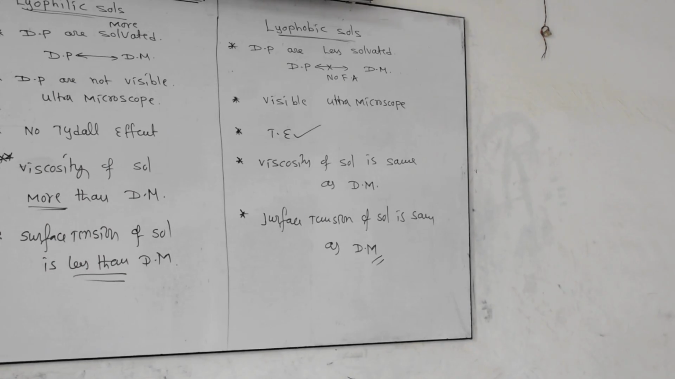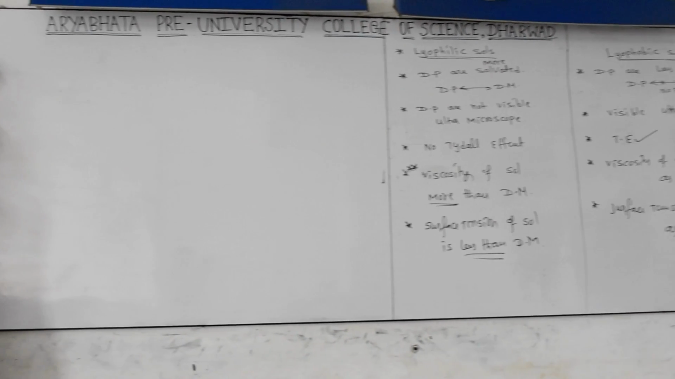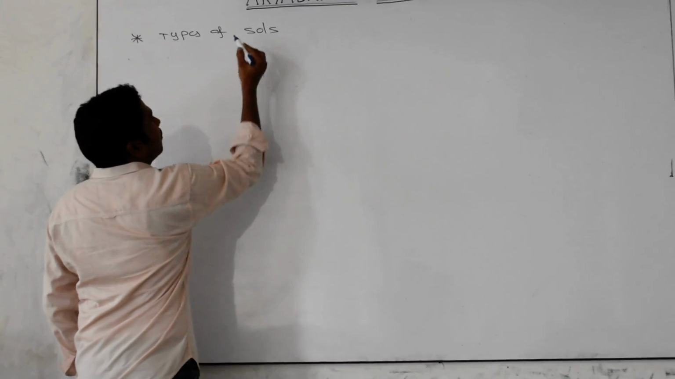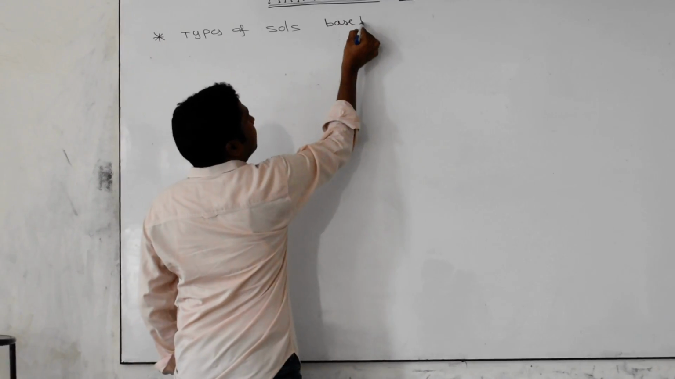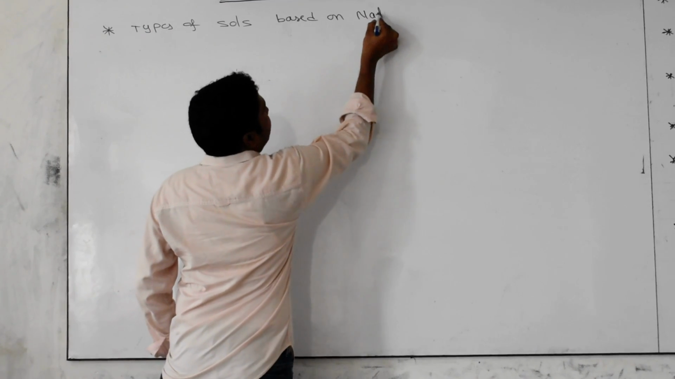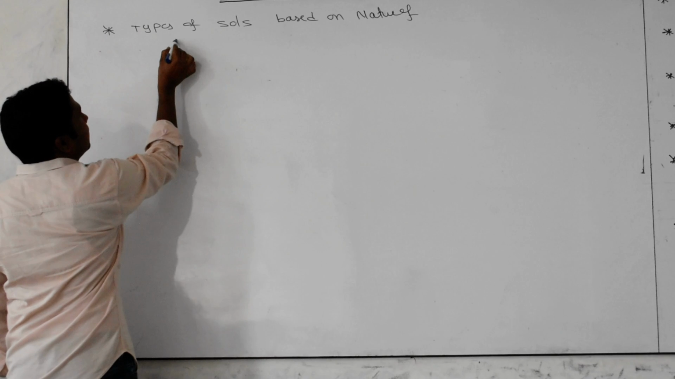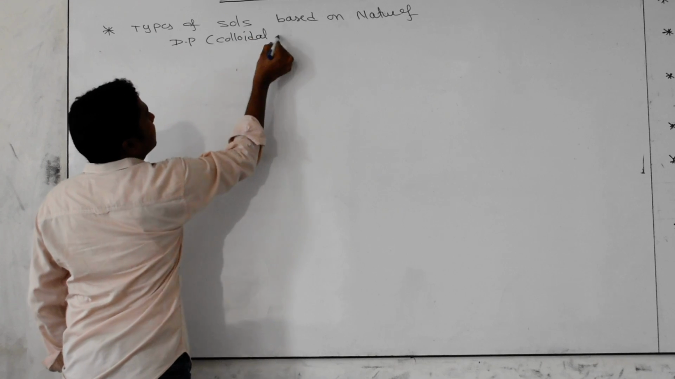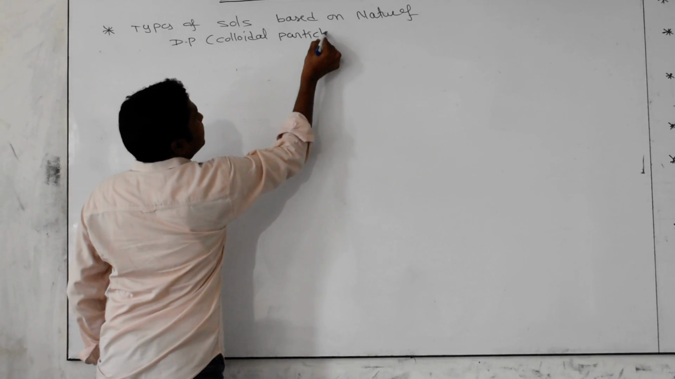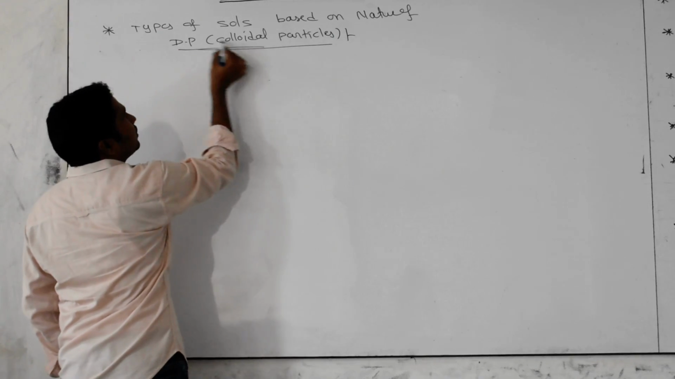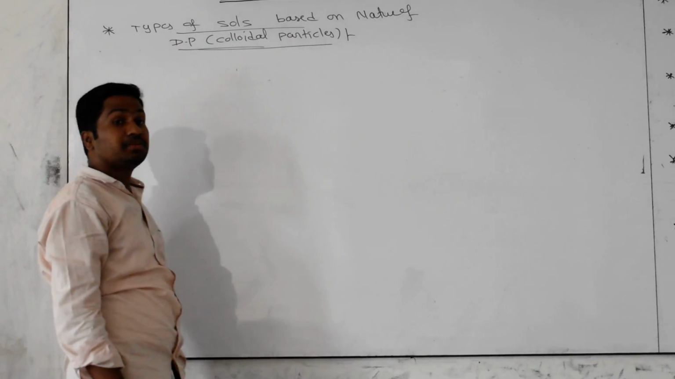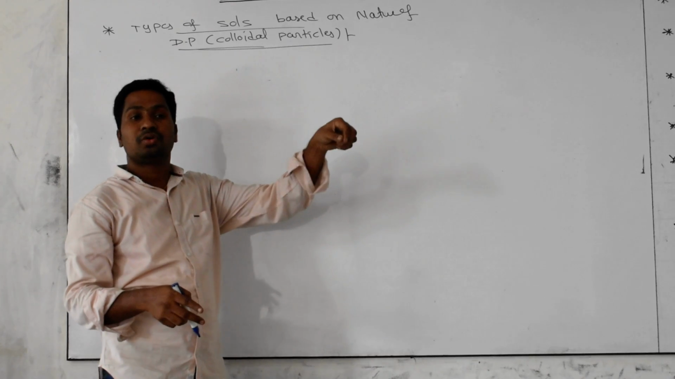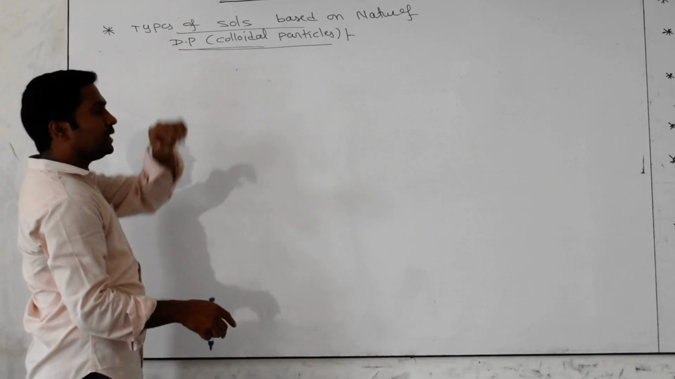Now we are discussing one more important concept: types of sols, or colloids, based on the nature of dispersed phase particles. Dispersed phase means what? Colloidal particles. Colloidal particles means what? Particles which are undergoing dissolving. Based on that, sols are again divided into categories. First classification is based on physical state. Second classification is based on force of attraction. Third classification is based on the type of the dissolving particle. We have made three categories.